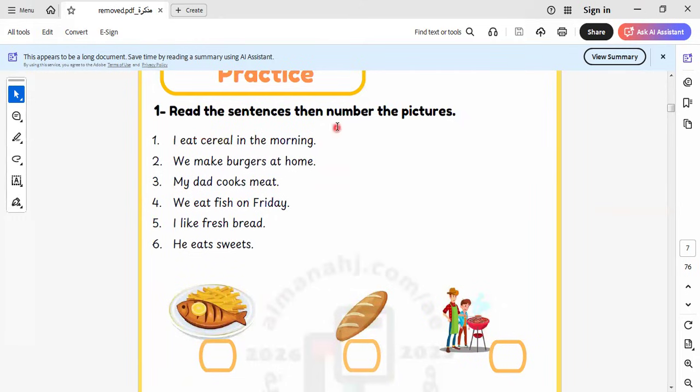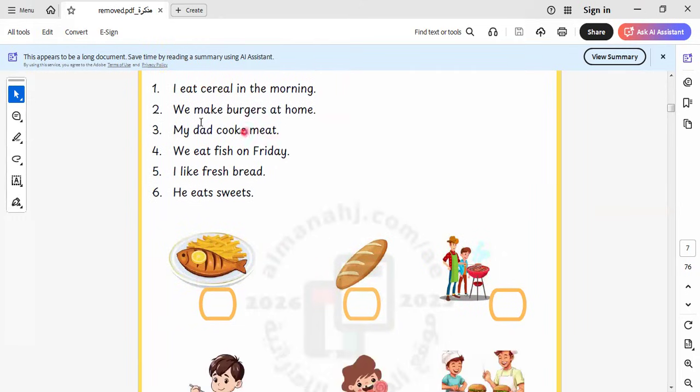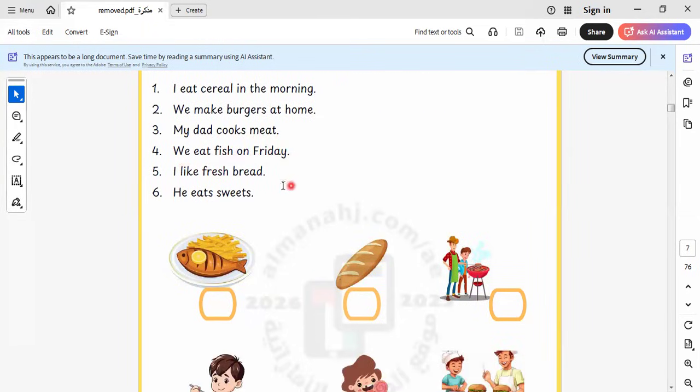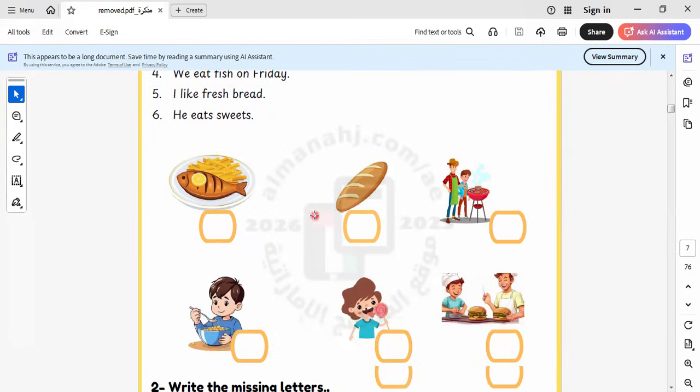Here we say, read the sentence and then number the pictures. I eat cereals in the morning. Next one, we make burgers at home. My dad cooks meat. We eat fish on Friday. I like fresh bread. He eats sweets.